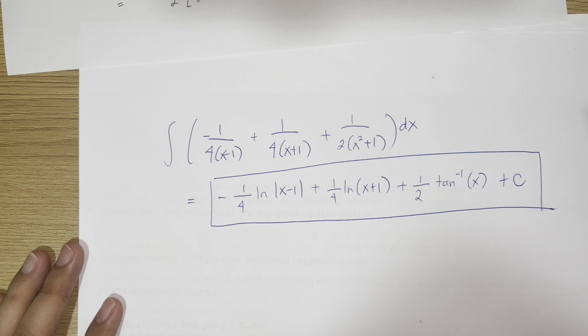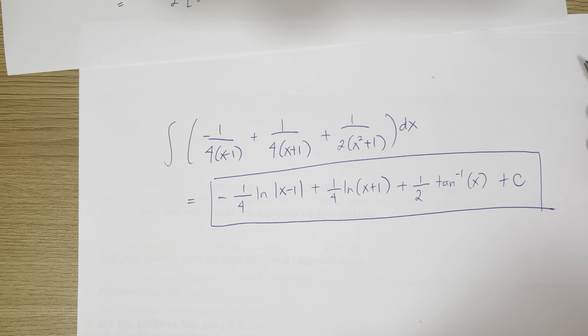You get it? So this is negative 1/4 of ln of x minus 1, plus 1/4 of ln of x plus 1, plus 1/2 of tangent inverse of x. Is that clear?